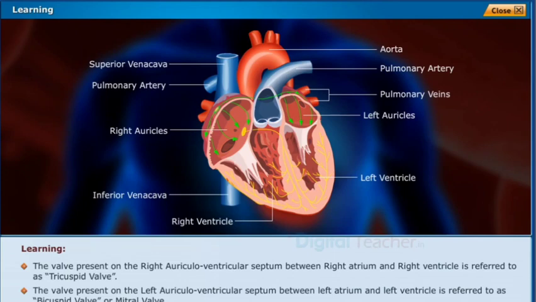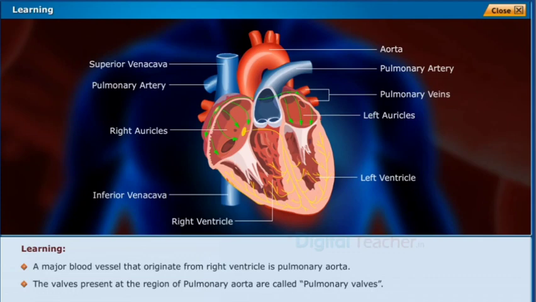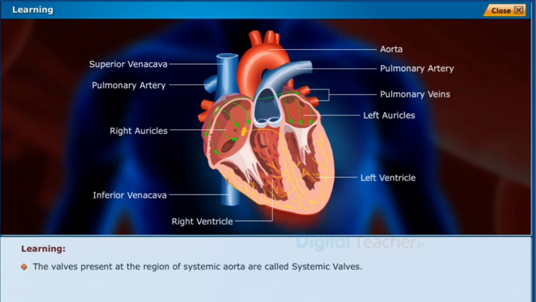or mitral valve. A major blood vessel that originates from the right ventricle is the pulmonary aorta. The valves present at the region of the pulmonary aorta are called pulmonary valves. A major blood vessel that originates from the left ventricle is the systemic aorta. The valves present at the region of the systemic aorta are called systemic valves.